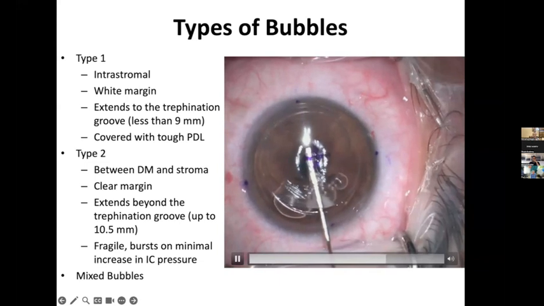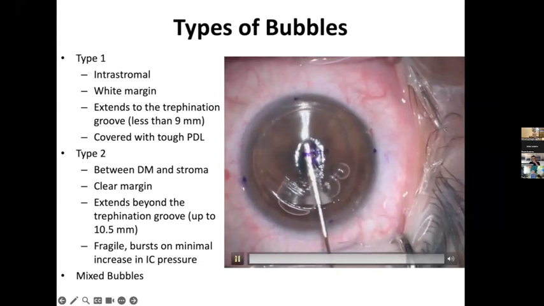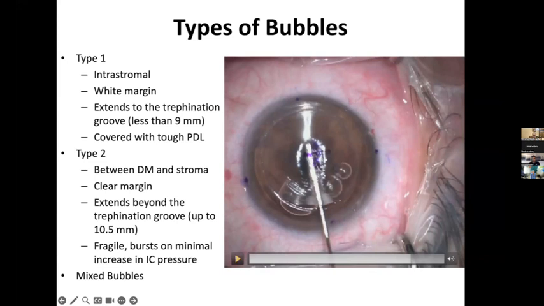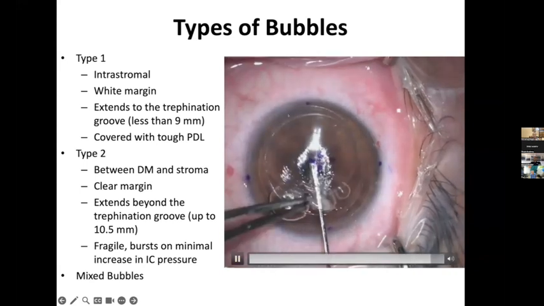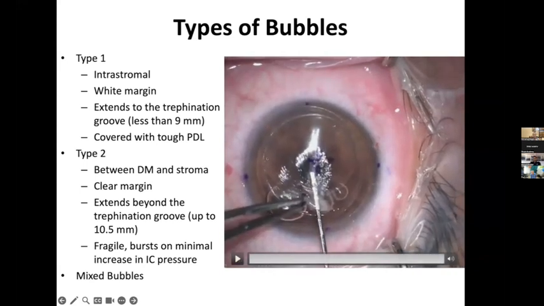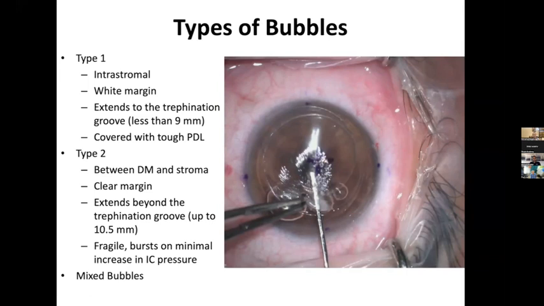Here is a type 2 bubble. It always starts in the center in keratoconus, but may start in the periphery in other pathologies. It has a clear margin and usually extends beyond the trephination groove and may reach up to the limbus. And as Professor Leo said, it is between the Descemet membrane and the stroma. So if you open this bubble, you will find a bare Descemet membrane.